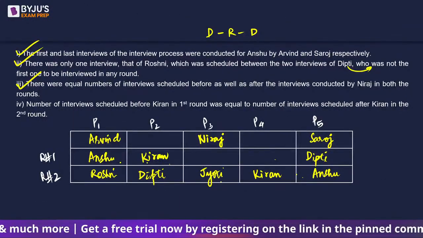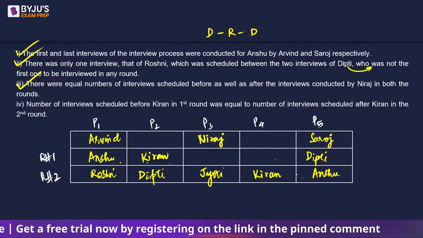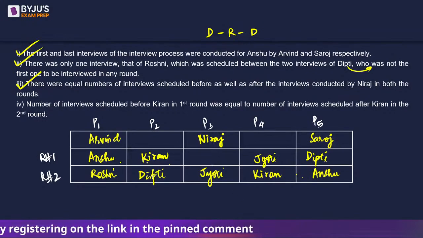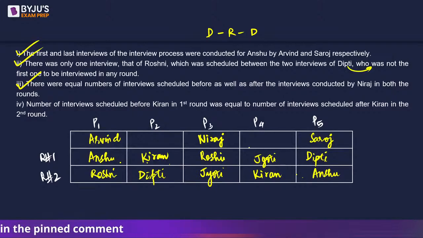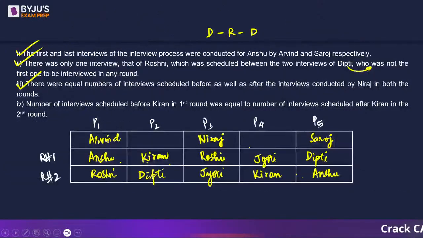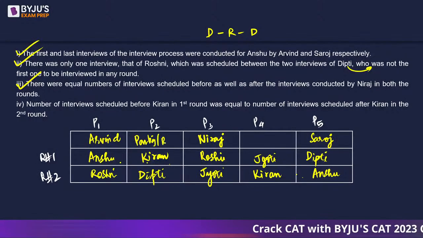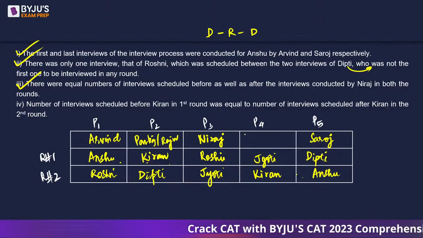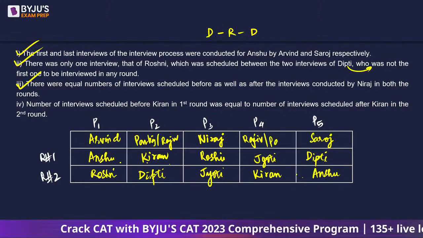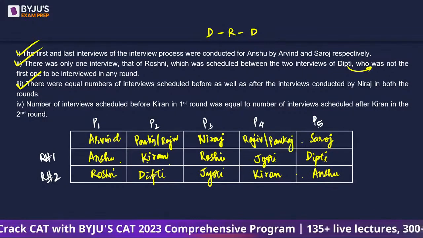And since Jyoti takes up this, we can't have same name under Neeraj. So Jyoti will shift. And then Roshni will come here. Next, there are 2 panelists. Arvind, Neeraj and Saroj are already taken. So Pankaj and Rajiv are left. We don't know who is the second panelist, whether it is Pankaj or Rajiv, or whether the fourth panelist is Rajiv or Pankaj. So this is something we are not sure about.